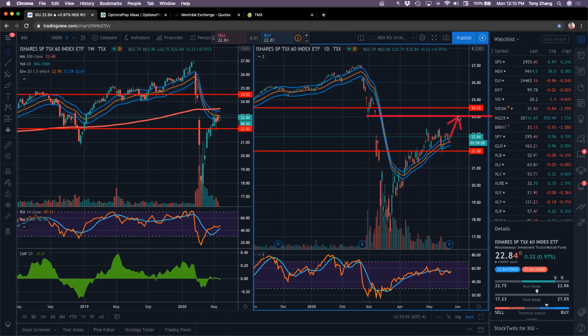So that may be the target to the upside if it does break out to new highs, is to fill that $24 gap and see how the markets react to those levels. So that's how we're currently looking at the markets.